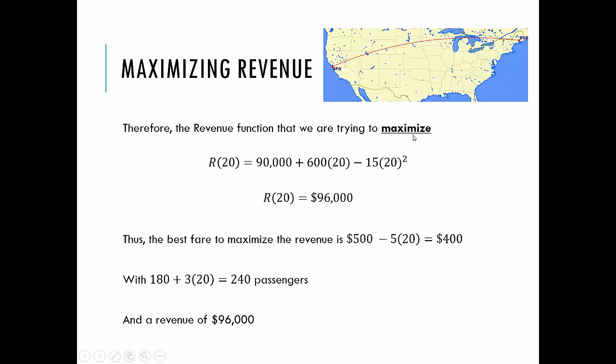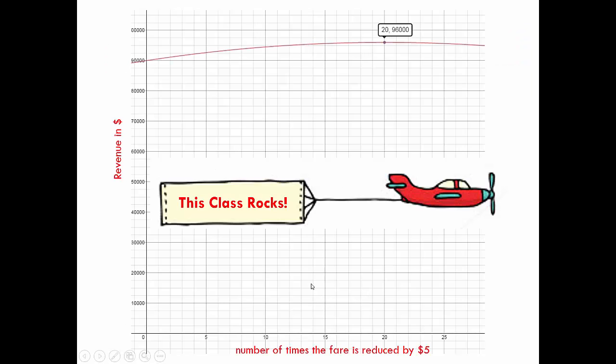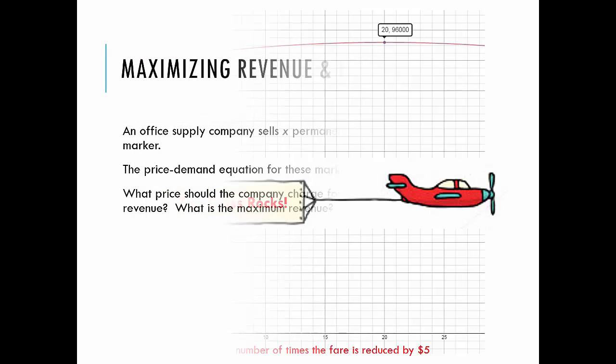Instead of $5, maybe $10. But then this gives me my revenue. And so I can see here that the number of times the fare is reduced is my x-axis, so 20 gives me my max of my revenue function.